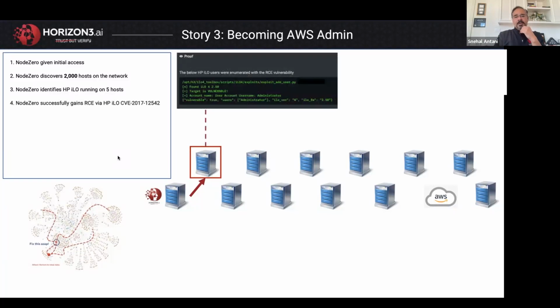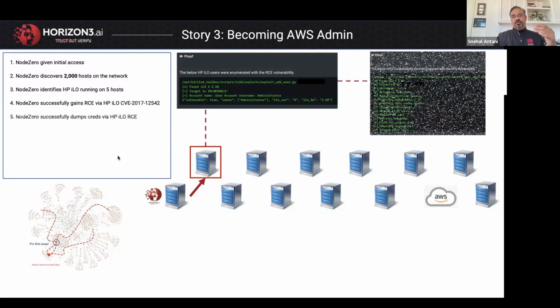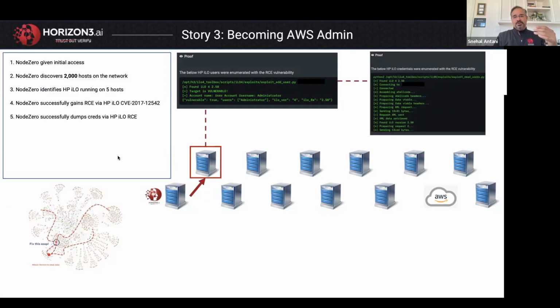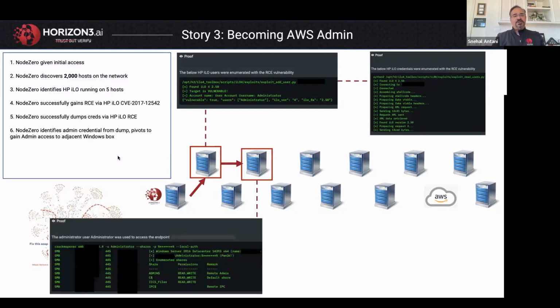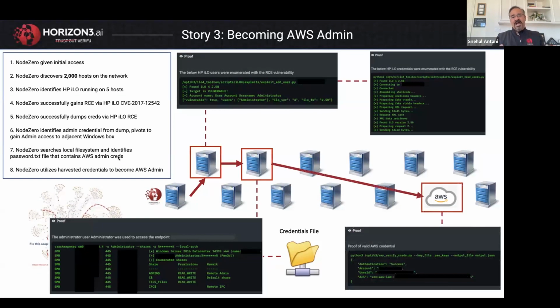So in this case, Node 0 gets code execution on HP ILO. From there, ILO stores all of its credentials in clear text. So Node 0 is able to dump that process and get the clear text credentials, and then reuse those credentials to log in as a domain admin on the neighboring machine. And from that neighboring machine, start to pilfer the file system looking for sensitive information. And in this case, Node 0 is able to find the credentials file for the production AWS instance.